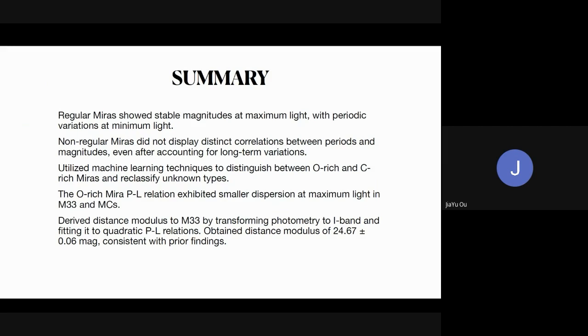Also, the oxygen Mira's population has a small dispersion in the maximum light compared with the mean light. And we find the distance measured is 24.67 in magnitude with the maximum light. So that is a new way to use the period-luminosity relation to get the distance modulus. So maybe we start here. Okay, great.